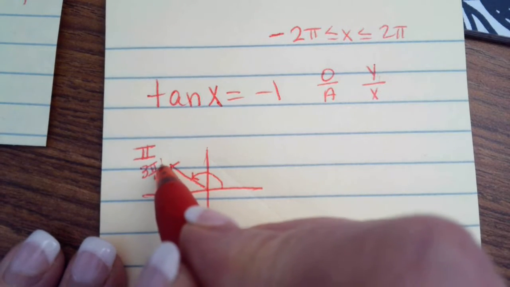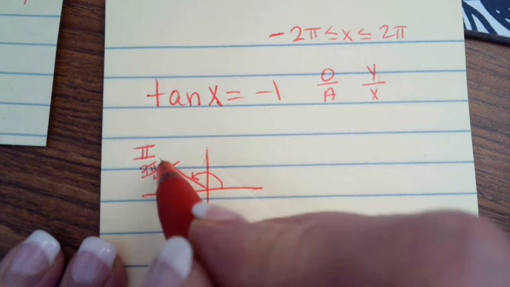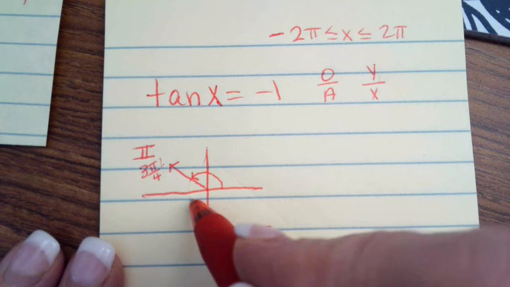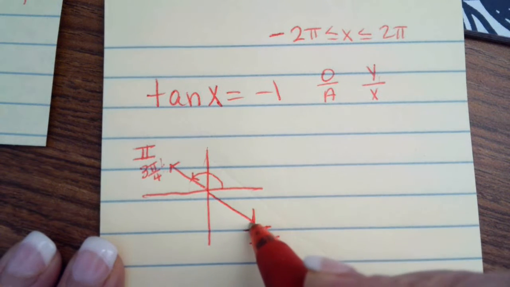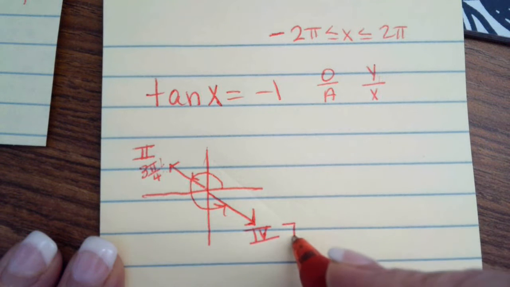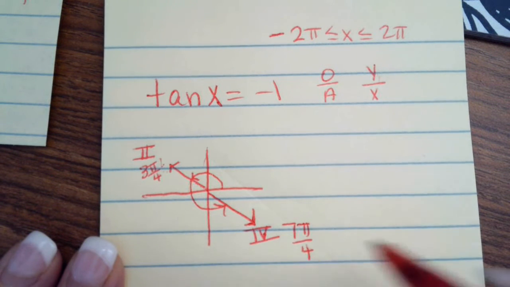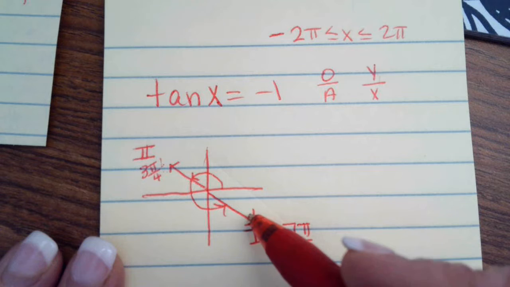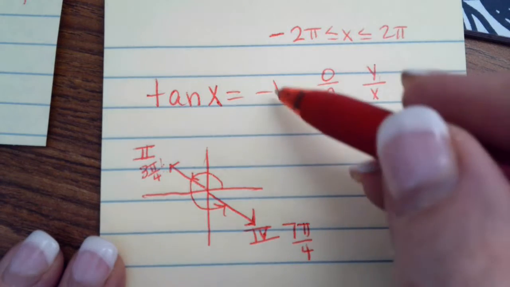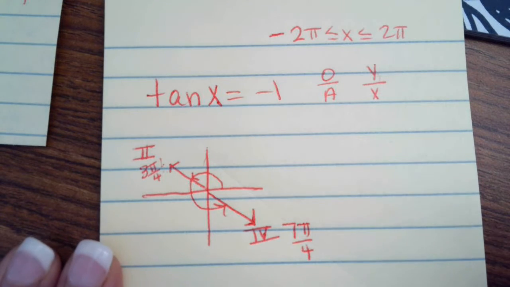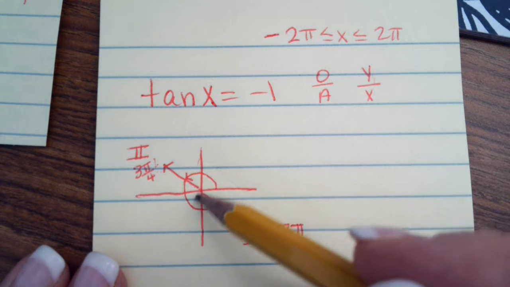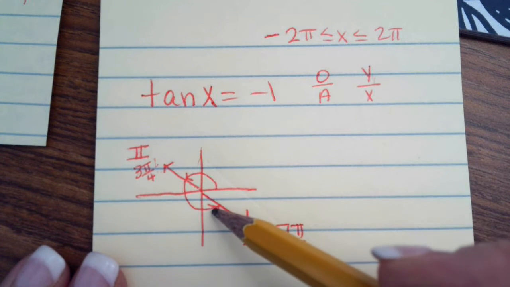Then your y and your x will have the same value, but one of them will be positive and one will be negative. If you keep going around the unit circle, when you get to that same location here, which means you've gone 7 pi over 4, you're in another location where x and y have the same value, but one's positive and one's negative, which will give you a ratio of -1. Now, that takes care of from 0 to 2 pi going in the positive direction.